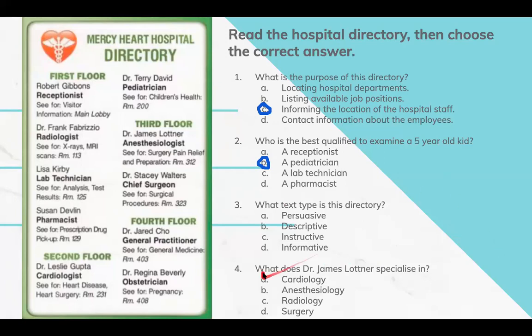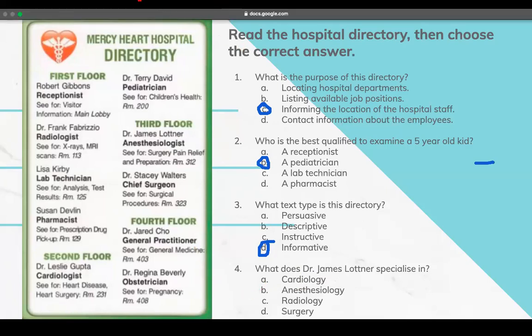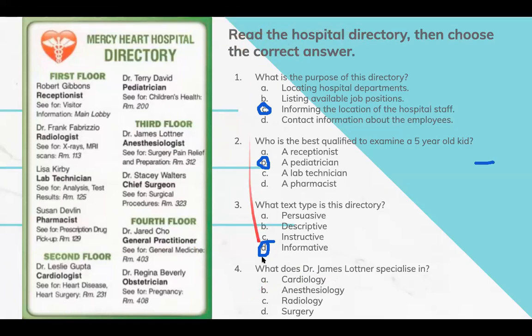Yes, a lot of you are saying D, and yes, it is D because it is informing people where you can find the doctors. And lastly, what does Dr. James Lautner specialize in? Okay, a lot of you are saying B. James Lautner, anesthesiologist. And yes, it is B. Very good.